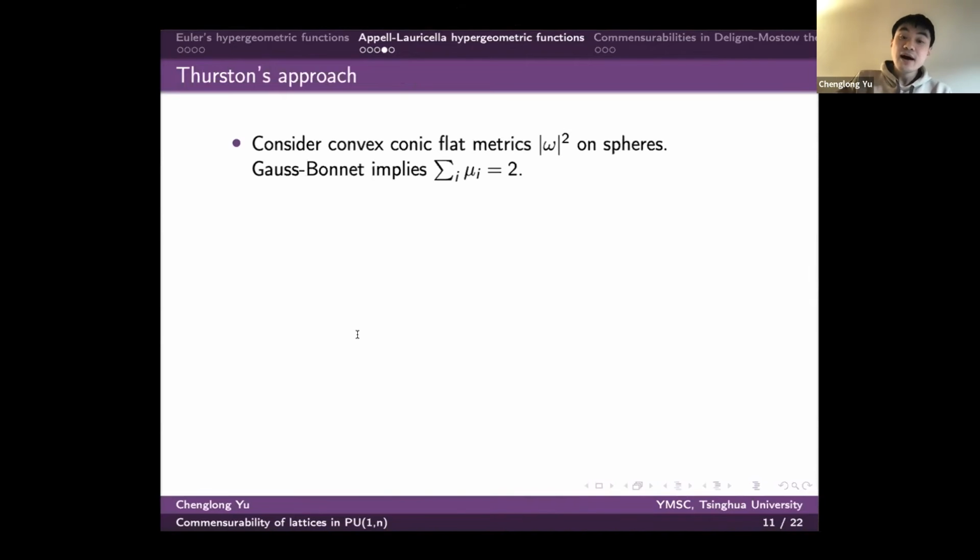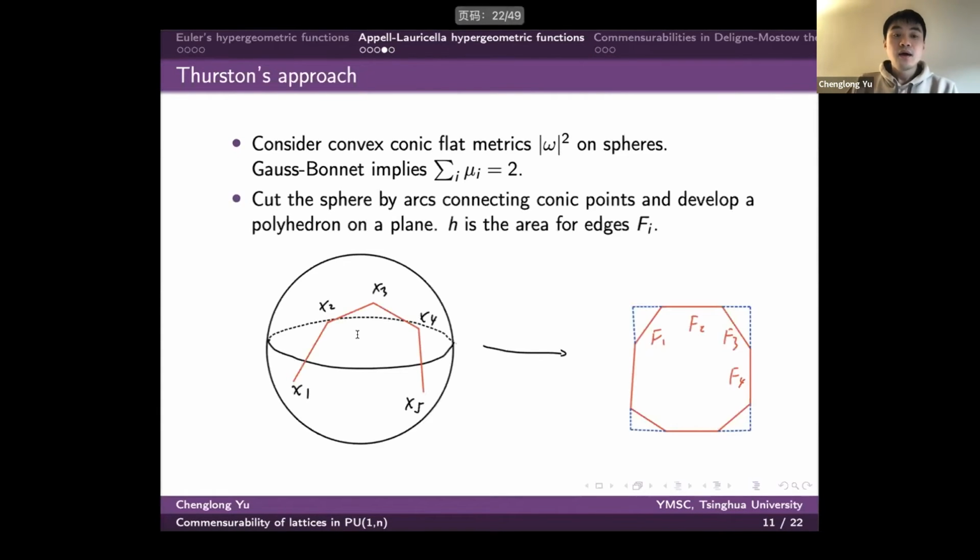And Gauss-Bonnet will tell us that if you have this conic flat metric, then all the contributions of the curvature come from the conic points. The mu i are exactly the deficits of those conic angles from 2 pi. So from Gauss-Bonnet, we have the summation of mu i equal to 2. And you can cut the sphere using the geodesics under the flat metric. You can connect all the integration paths from x1 to x2 up to, for example, x5. We have 5 points in this example.